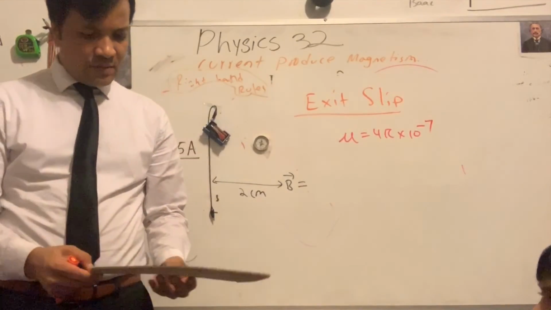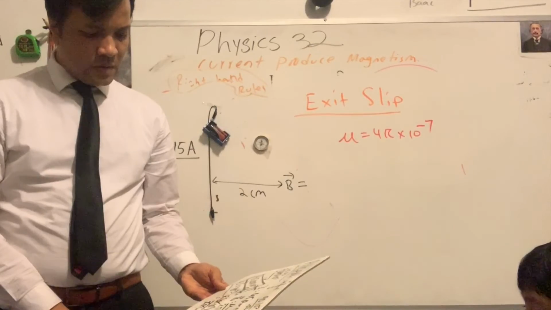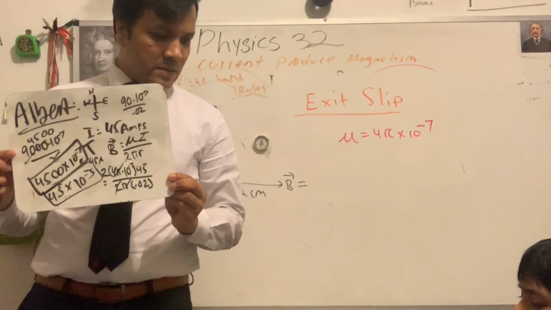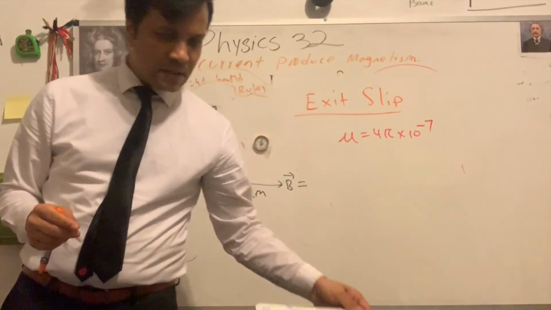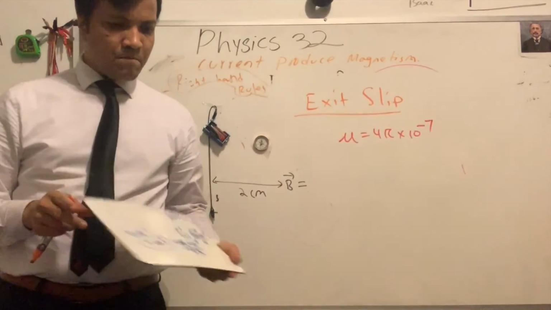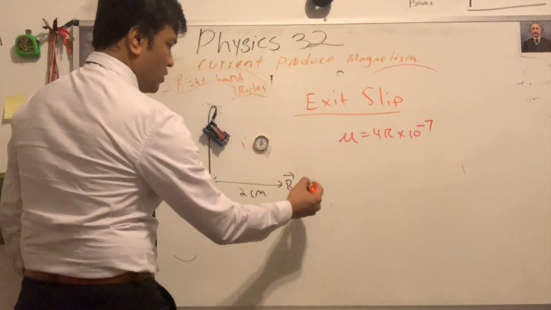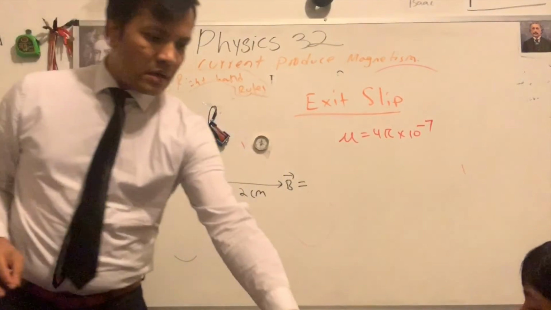What did you get? Where is your answer? 4.5 times 10 to the minus 3 Teslas. And what did you get? 4.5 times 10 raised to the negative 6 Teslas. I'll change it to negative 4. Okay, so what is it? I'm going to use black.